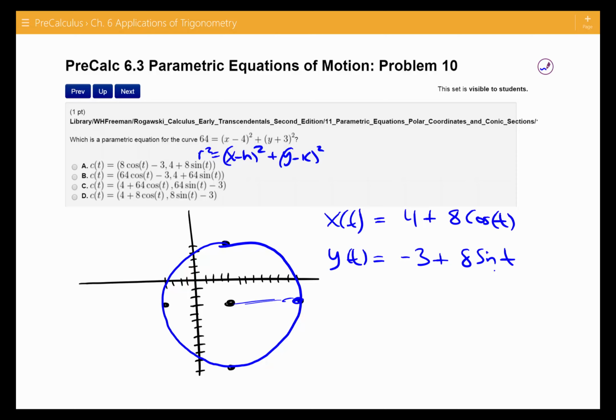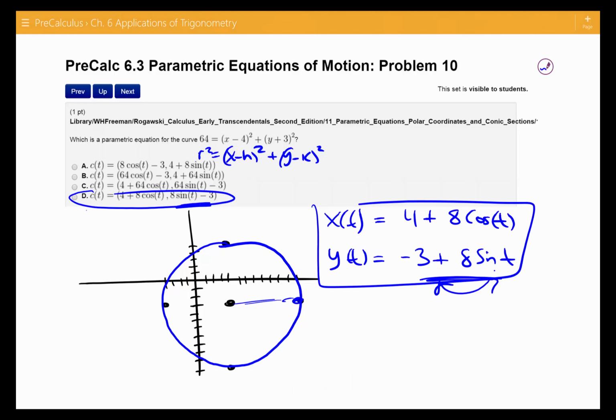Now, this answer looks like it's D right here. I know it's written a little differently. These two are switched, but that's the answer. It's also not written in parametric mode. It's written in vector parametric, where you have the x, y coordinates put together like that.